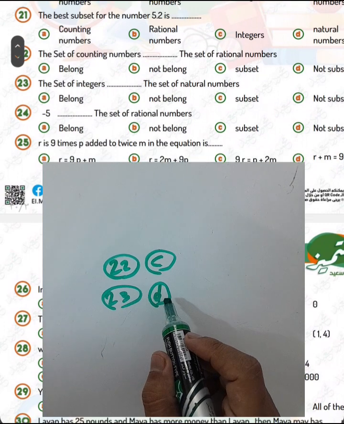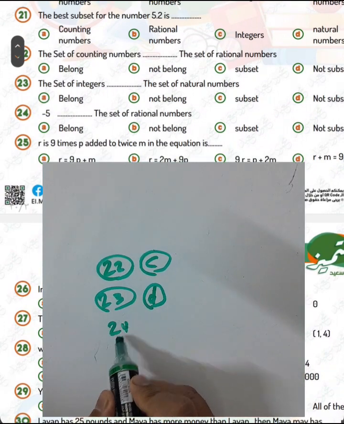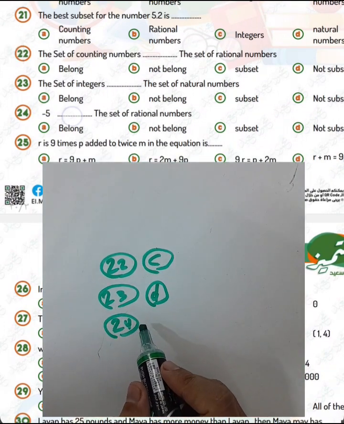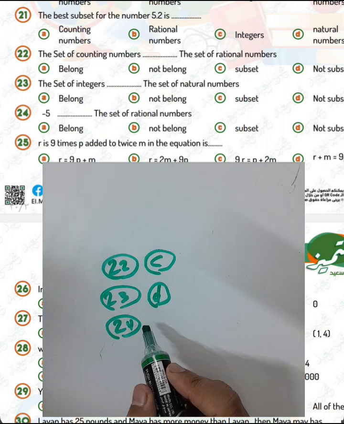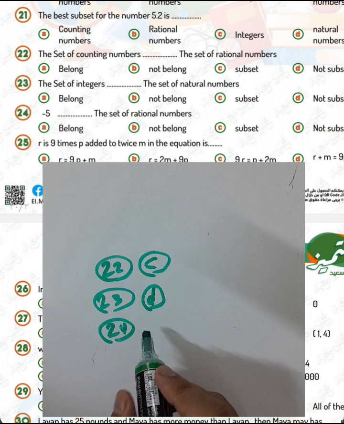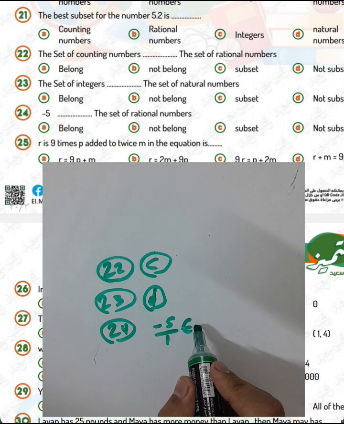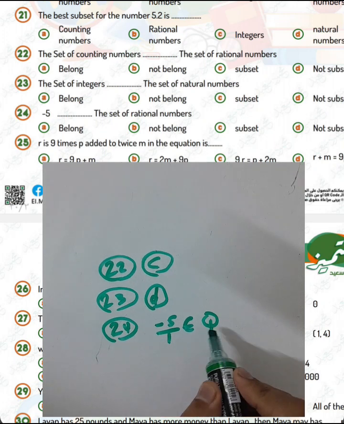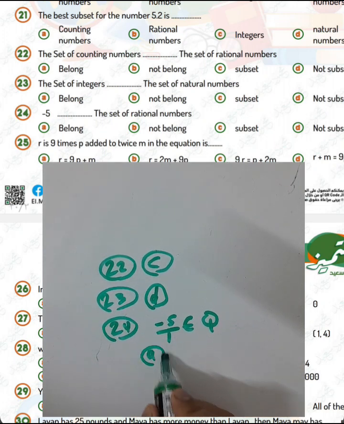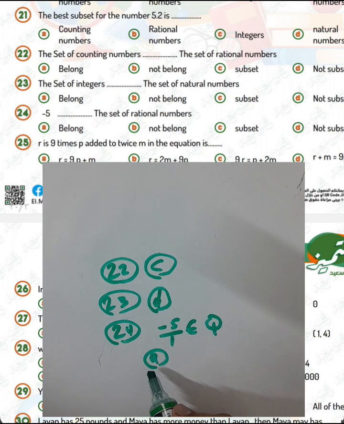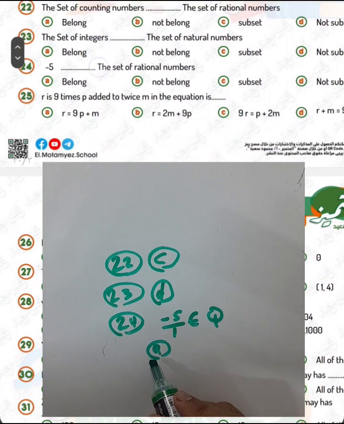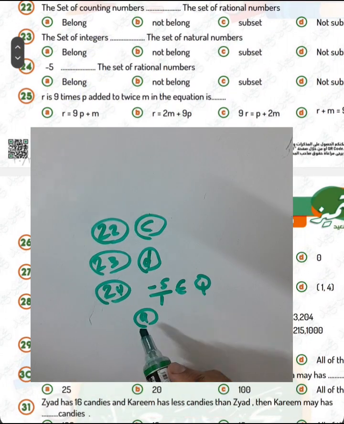Question 24, negative 5 and the subset of rational number. Negative 5 belonging to the rational number, because negative 5 we can write it negative 5 over 1. Then this number belonging to rational numbers. Choose letter E. Belong to. Okay, choose belong. Okay, next question 25.